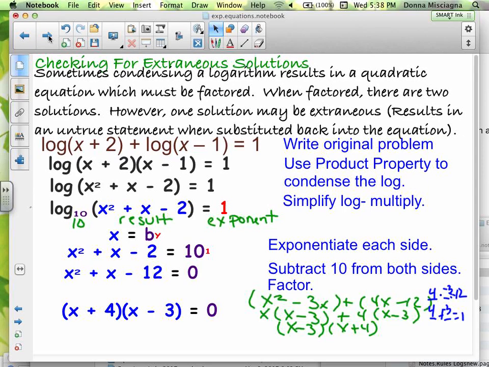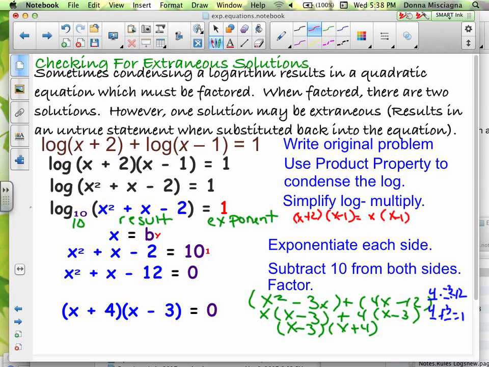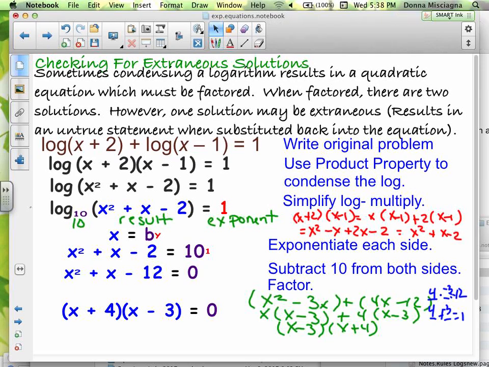Right? So I didn't really write in all the steps on the multiplying. Maybe I should have. I'll just add them over here just to make sure nobody has any questions. x plus 2 times x minus 1 is just x times x minus 1 plus 2 times x minus 1, which gives us x squared minus x plus 2x minus 2. And that is equal to x squared plus x minus 2. Okay? Just to make sure nobody had any questions on that.